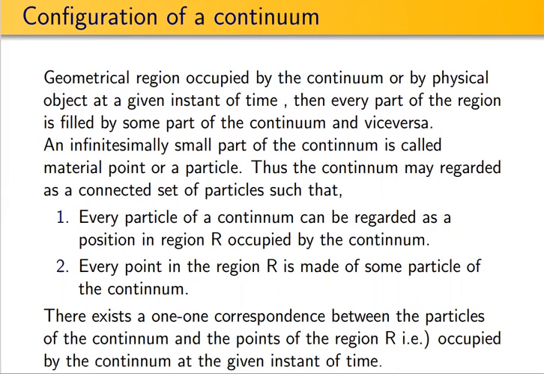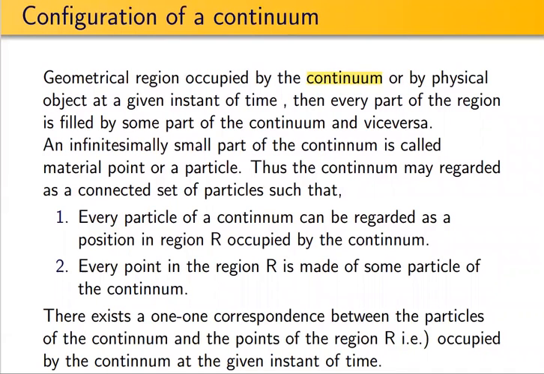Let us consider a continuum occupying a geometrical region. A continuum could be any physical object at a given instant of time. Then every part of the region is filled by some part of the continuum and vice versa. That means there is no gap at all, right? So every point in that region is occupied by a part of the continuum. There is no vacuum in that physical object. That is the first assumption.